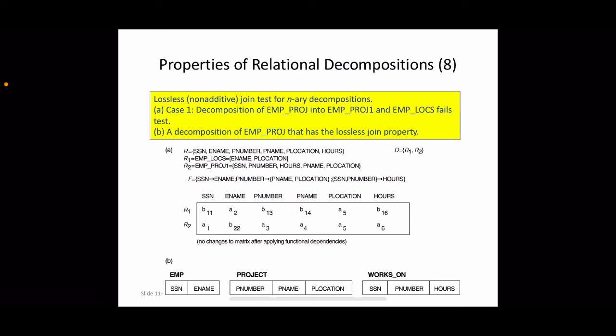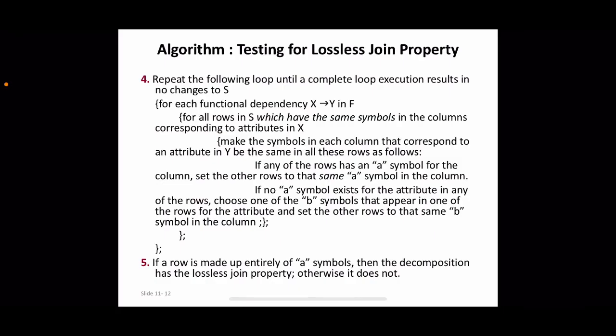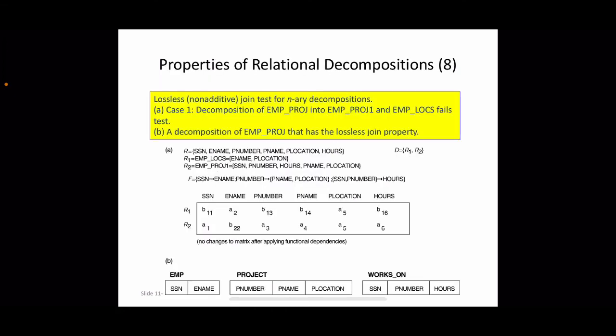So step 4 is over. So coming to step 5, you have to check whether any of the rows in this matrix have fully A symbols. Do we have such a row? No, both the rows have B symbols inside, right? That means this decomposition D as R1 and R2 does not have the lossless join property. That is the result of this test.